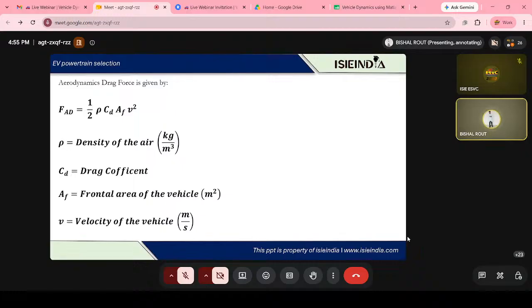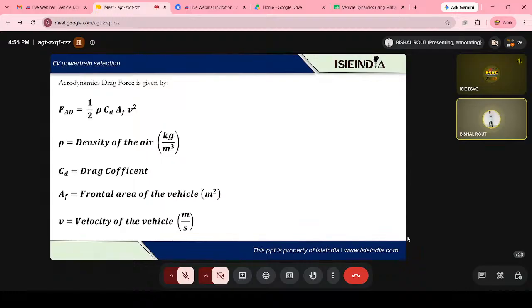Drag coefficient is CD, and it is a unitless value. It doesn't consist of any unit because the drag coefficient depends upon the shape of the vehicle, whether the shape is boxy, whether it is streamlined, or some other kind of shape. Based on that, the drag coefficient is determined, right? So the drag coefficient is determined based on the shape.